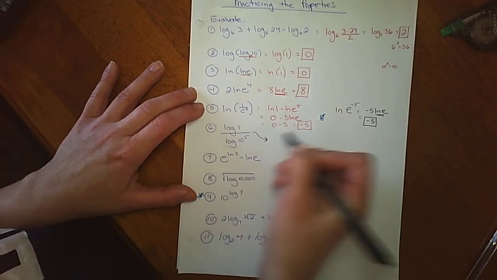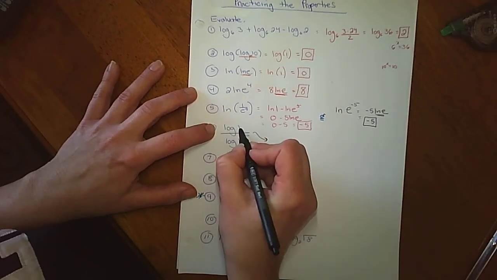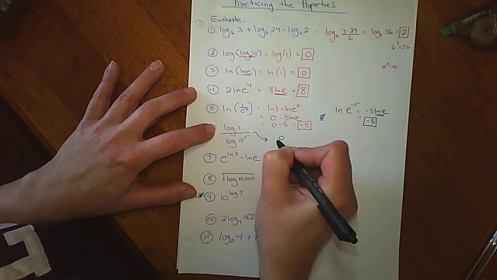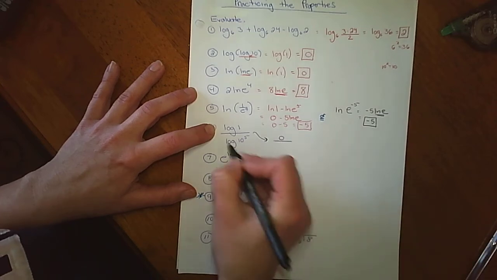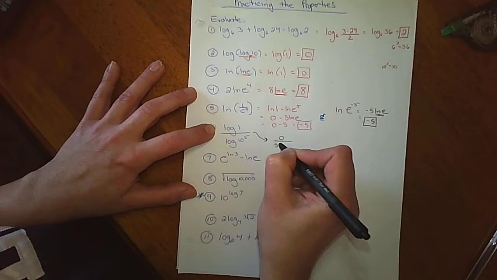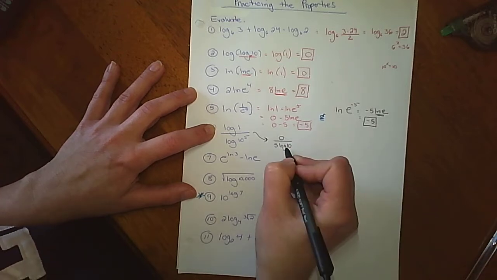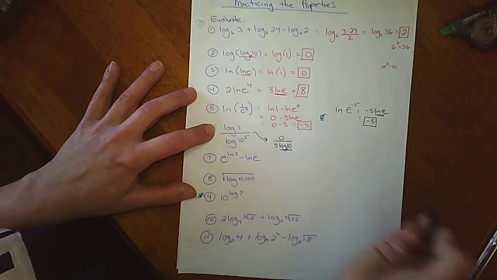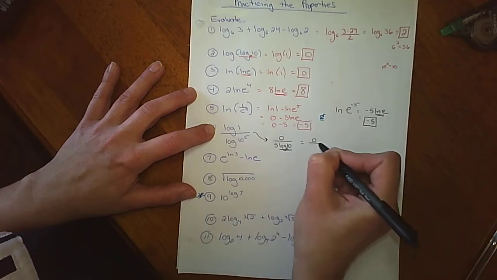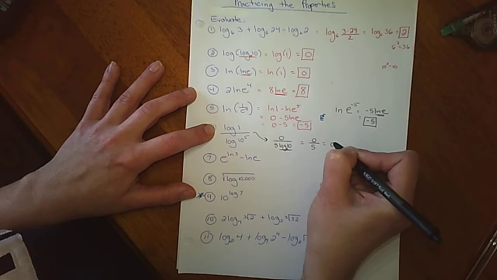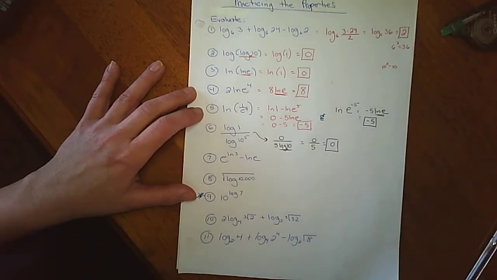You want to know what is this and what is this. So this guy becomes, well, what's log of 1? 0 all over. This guy down here would be 5 log 10. And again, because this base is a 10, this is the number 1. So this is 0 over 5, which is 0. And there you go.